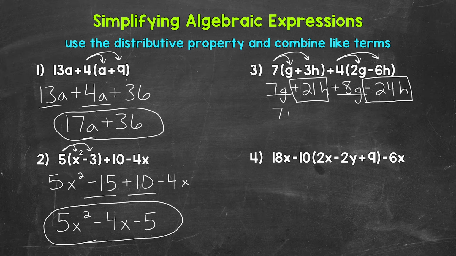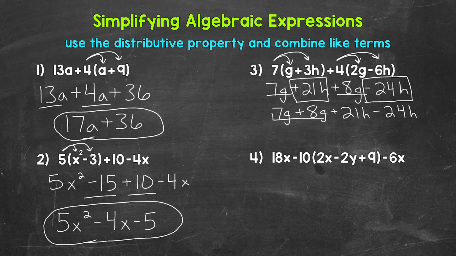Let's rewrite this with those like terms next to each other. So we have 7g plus 8g plus 21h minus 24h. Remember, that's a negative 24h. Now all of the like terms are right next to each other. So like I mentioned, it's a little simpler to combine the like terms. So now we can combine like terms.